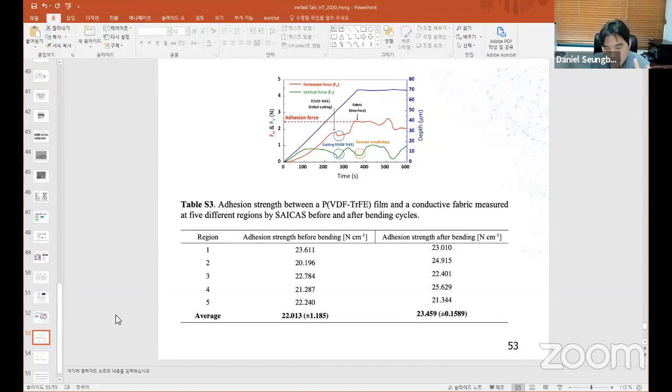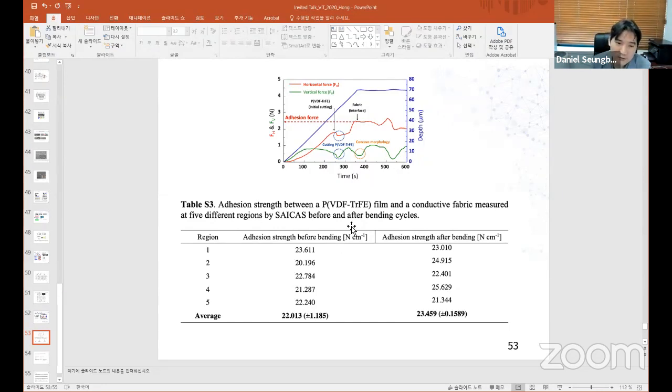But then in their case, the binder is to adhere the particles of the active materials in the battery. They have one fifth of the adhesion strength, that is lower than what is reported here. So you can see how strong the binding is between the PVDF layer and the fabric.